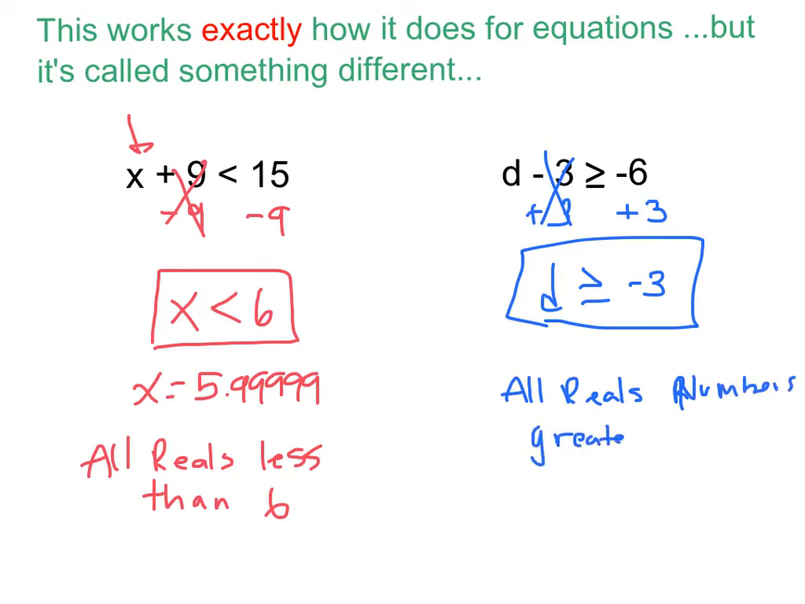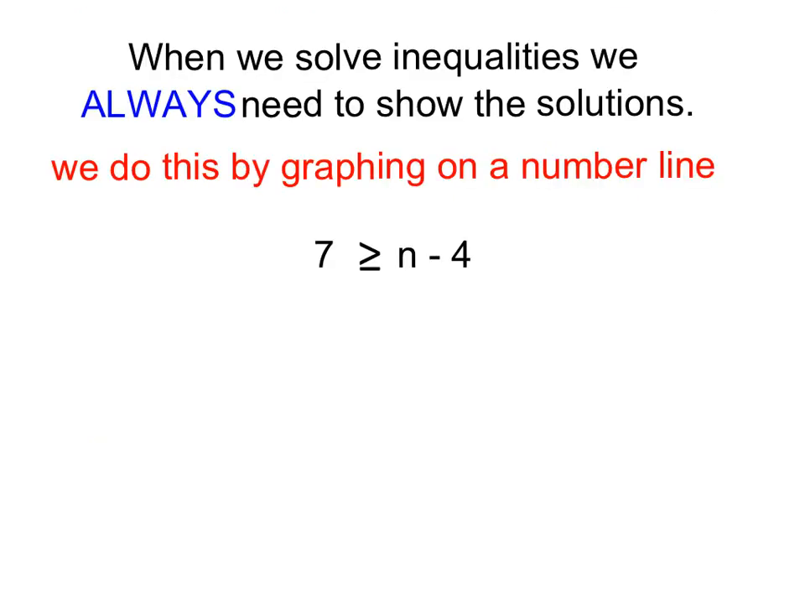Greater than or equal to negative 3. So it's basically any number that we can think of that's greater than or equal to negative 3, and those are our solutions. But we have to make sure that whenever we solve inequalities, we always need to show the solutions. And the reason that we show the solutions, like we talked about before, is because there's infinitely many solutions. And we can do this using our number line.